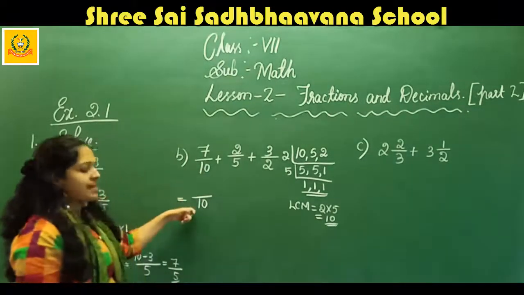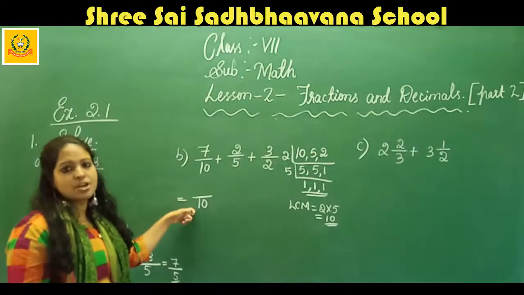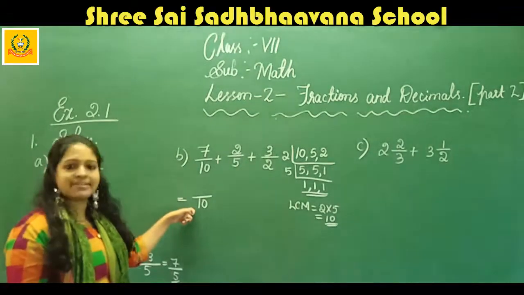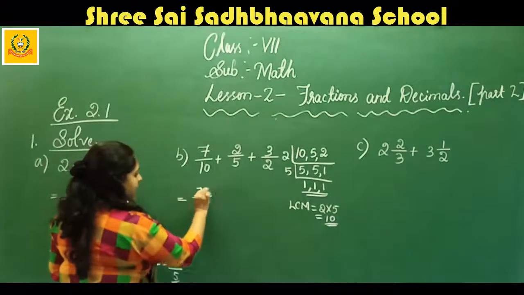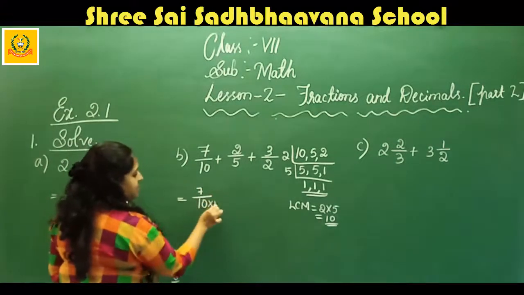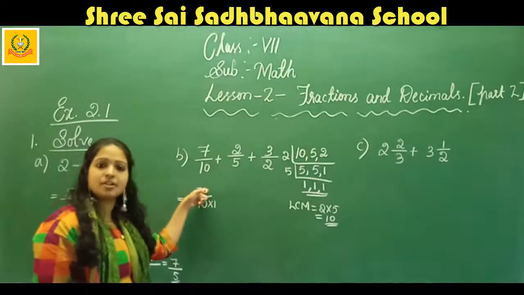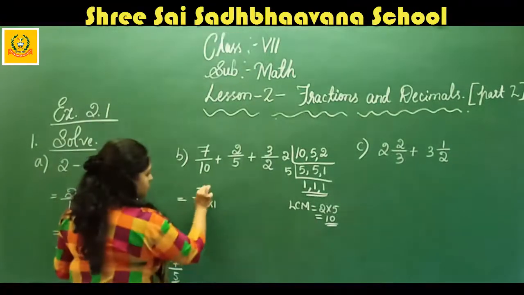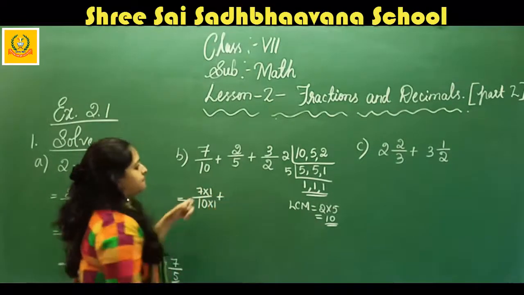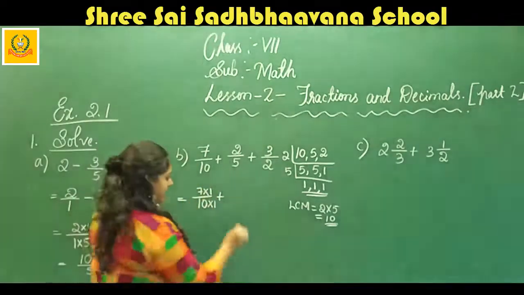Here the first denominator is 10, only it is there. So 10 is nothing but 10 ones are 10. I can multiply by 1 to this. When I'm multiplying the denominator by the same number, I have to multiply even the numerator also. So 1 plus here 5 is there.